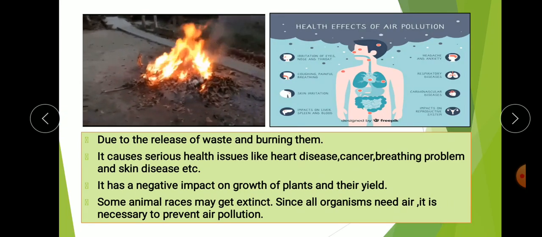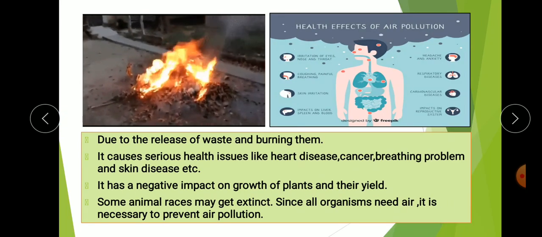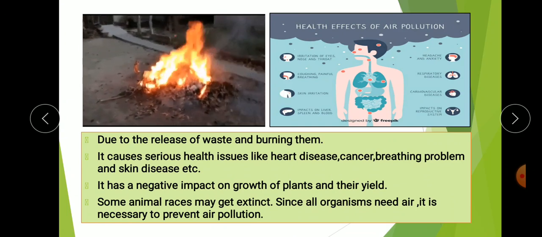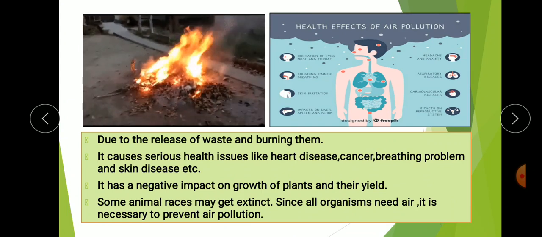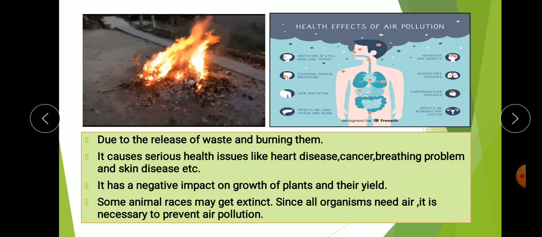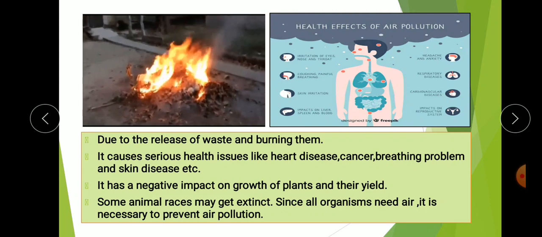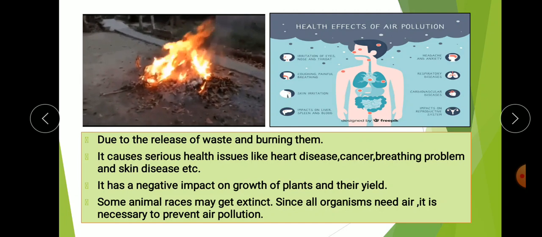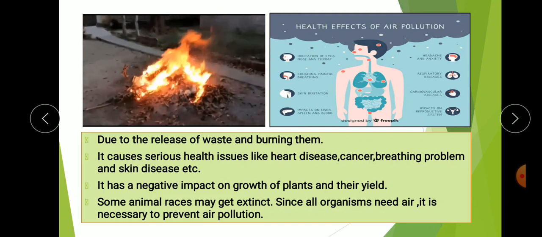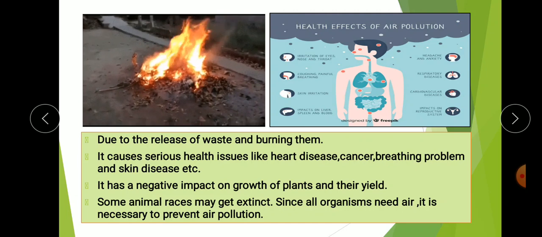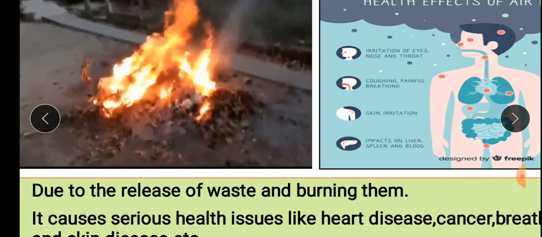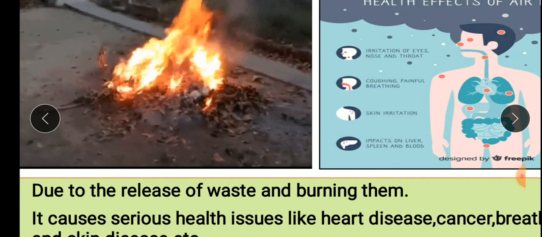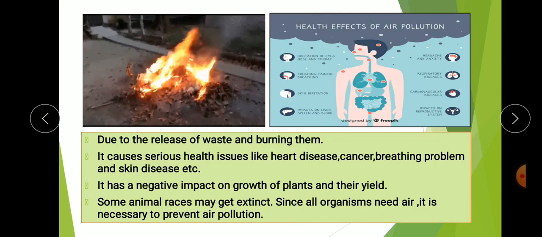Next, the release of waste and burning it. If we burn waste materials or garbage, they also release carbon dioxide, and burning of crackers and tires also releases harmful gases after burning. You can see in the image, students, how the waste materials or garbage is burning.